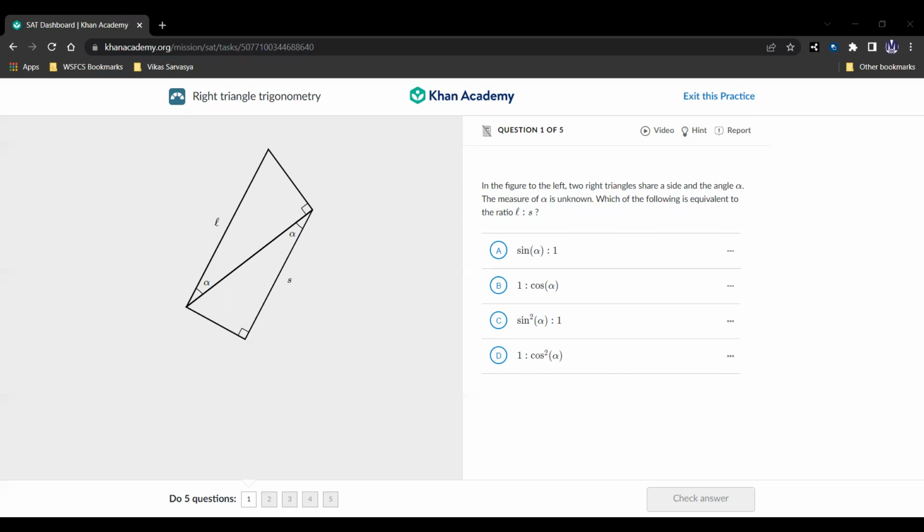As always, we're going to be going over 5 questions and we're going to explain them and look at the intricacies of this question so that you can ace the SAT math portion of this topic.